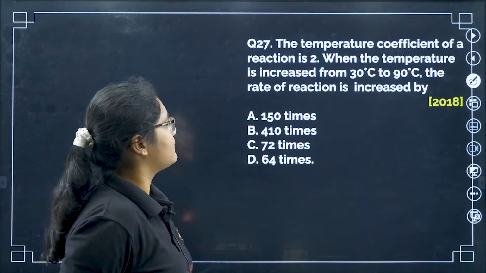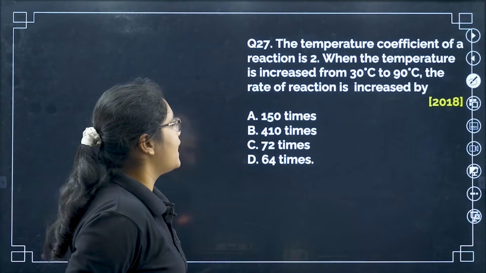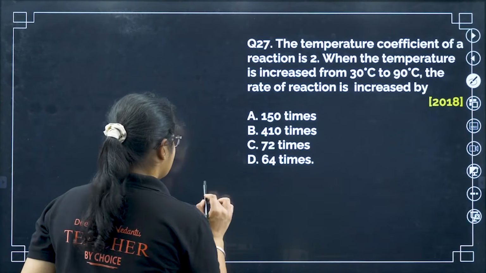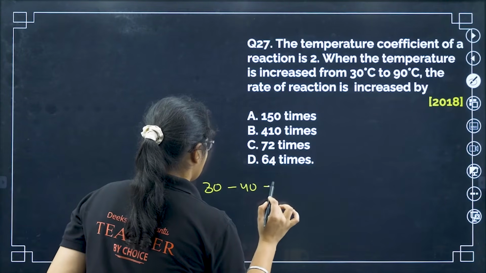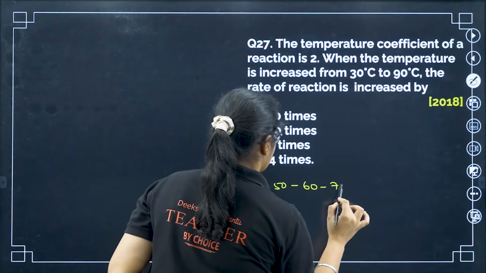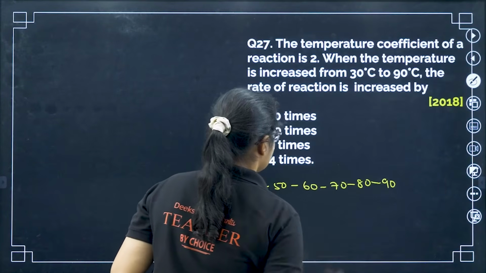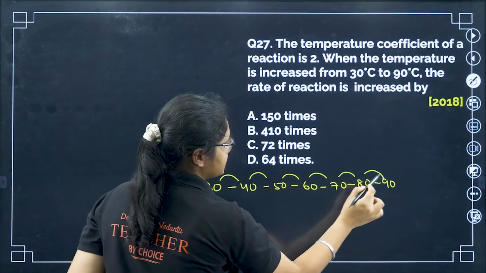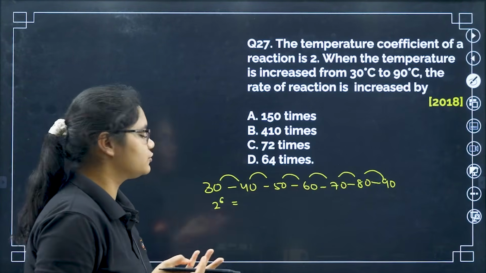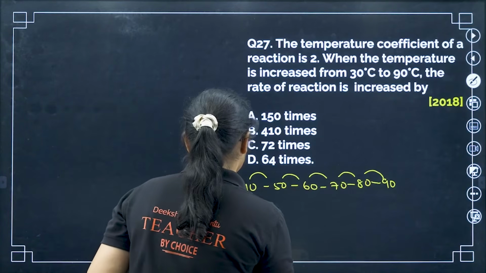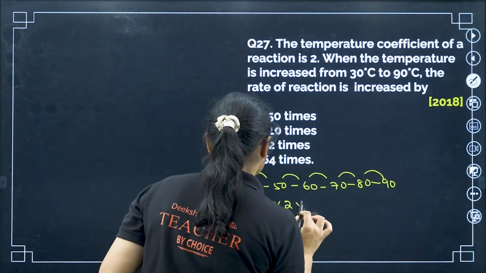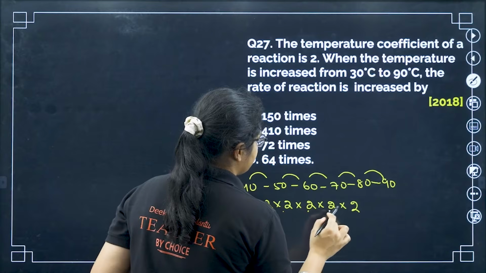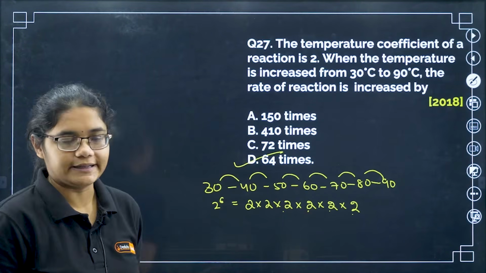Next, when the temperature coefficient of a reaction is 2 and the temperature is increased from 30 to 90, the rate of the reaction is increased by how much? Suppose here it is 2. So 1, 2, 3, 4, 5, 6, so 2 to the power of 6. You have to multiply 2 six times, so you can just do it: 2, 4, 8, 16, 32, 64 times, that is option number D.